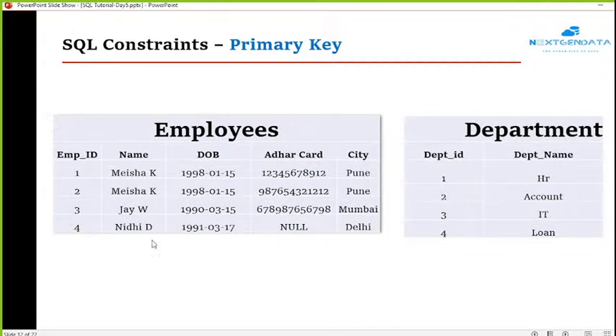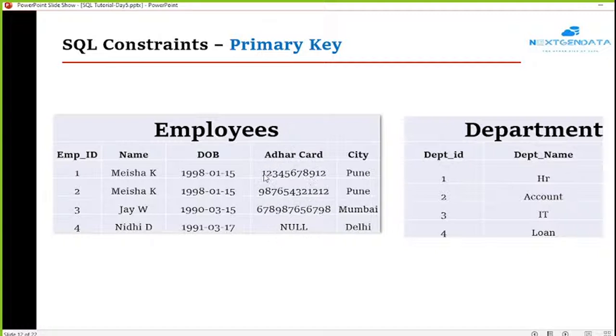Maisha K is a person or an employee. Both are employees. These are two different persons, but apart from the Aadhaar card, other details are the same. Can we consider the Aadhaar card as a primary key? Yes, we can consider it. But the problem is that Nidhi does not have the Aadhaar card, so we cannot consider the Aadhaar card as the primary key.